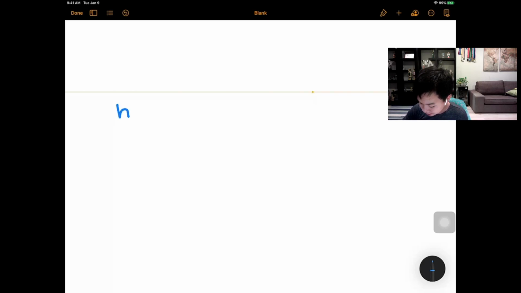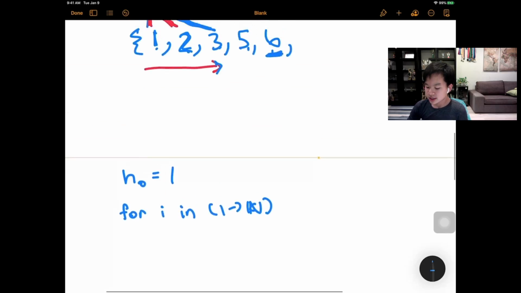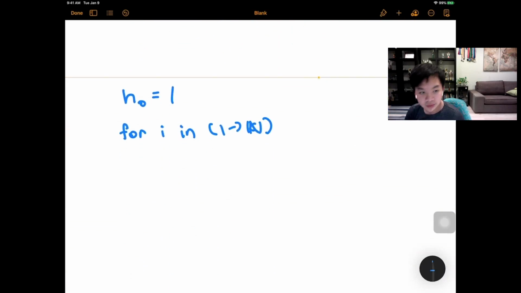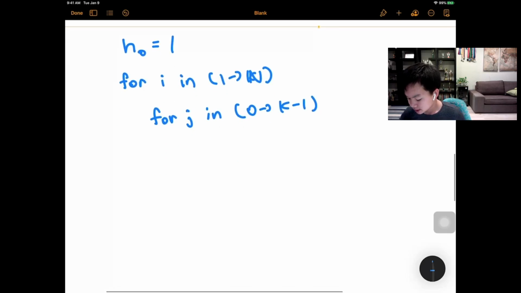So we set humble of 0 to be equal to 1. Now for each humble, so for i from 1 to n, because we're going to find all the humble numbers. We're going to loop through all the primes. So let's just say for j in 0 to k minus 1, since we're using 0 indexing. So now we're going to try to use j.